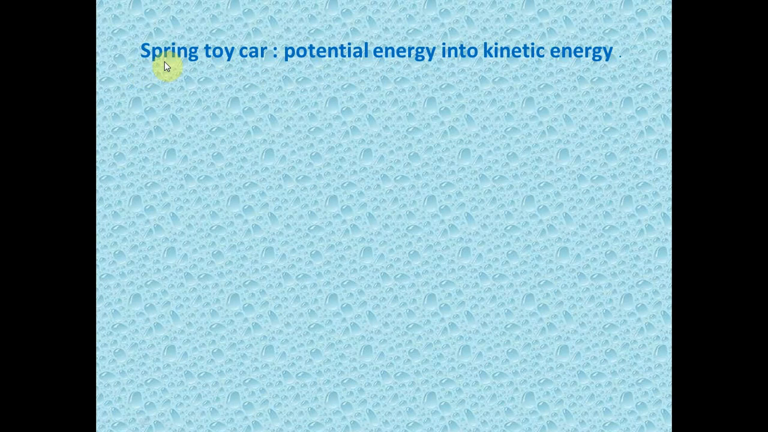We started with the spring toy car. We said that the toy car turns the potential energy that is stored inside it into kinetic energy, which helps the car to move. Then we have the piano, which works by the moving of buttons or the vibration. It means the kinetic energy, and turns it into sound energy.